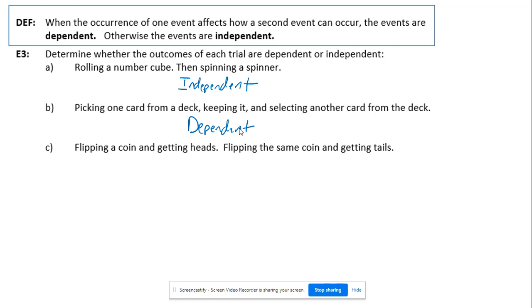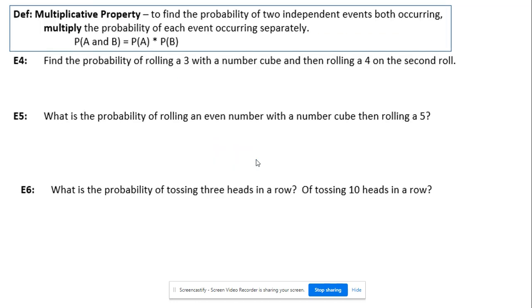How about this? Flipping a coin and getting heads, flipping the same coin and getting tails. Does flipping the coin the first time have any impact on the coin the second time around? No, no. So those events are independent. They have no impact on each other. Knowing one does not affect the outcome of the other. Well, if events are independent, that means if we want to find the probability of both of them occurring, we can multiply. And so that's our big rule here for today.